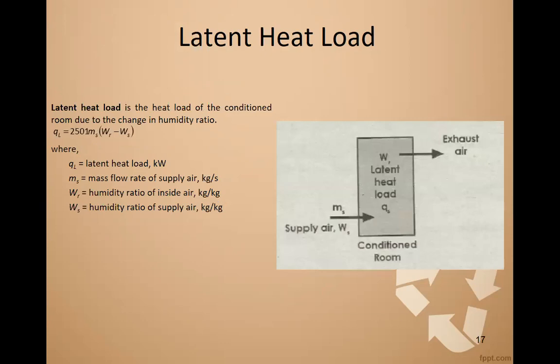Latent heat load is the heat load of the conditioned room due to change in humidity ratio. QL is equal to 2501 times M sub S times (W sub R minus W sub S), where QL is the latent heat load in kilowatts, M sub S is the mass flow rate of supply air, W sub R is the humidity ratio of inside air in kilogram per kilogram, and W sub S is the humidity ratio of supply air.